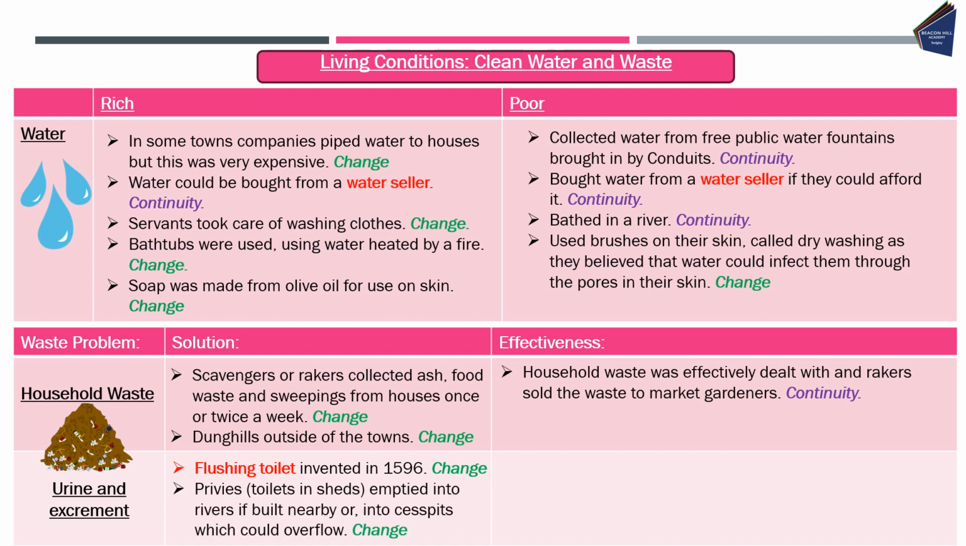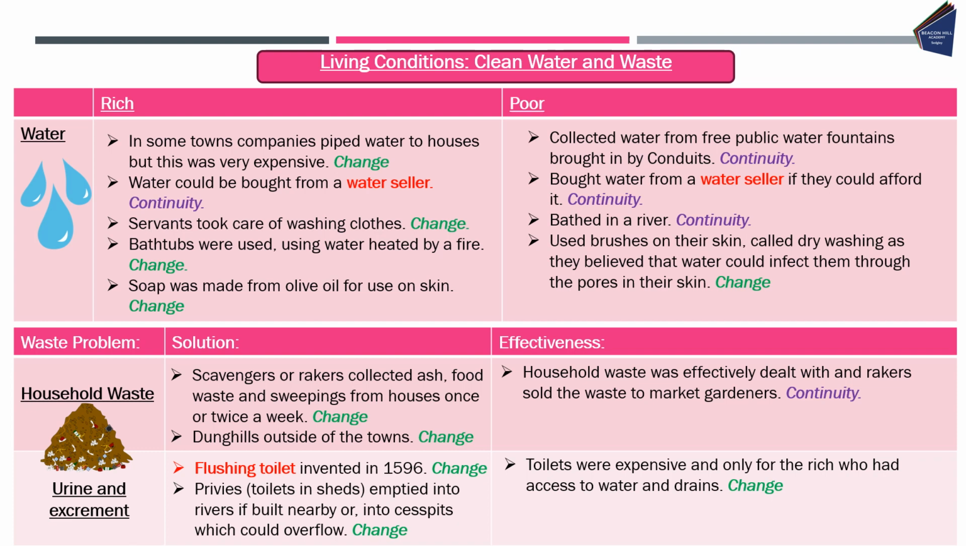More likely, people had privies, which were toilets in sheds, and they were emptied into rivers if built nearby, or into cesspits, which could overflow. So this is a change really from medieval that we see, and this is the most common way that the rich used the toilet. We then have, in terms of the poor, that toilets were not for them.